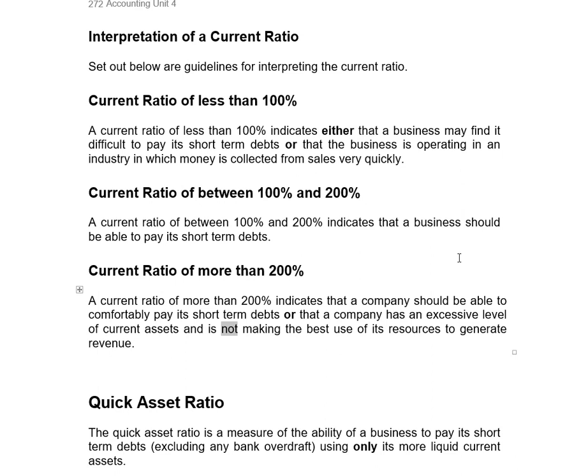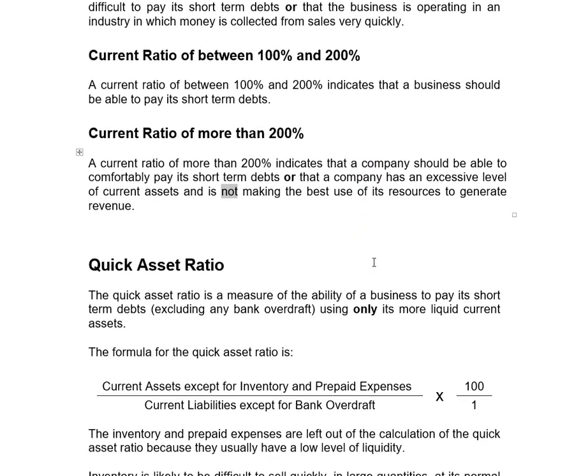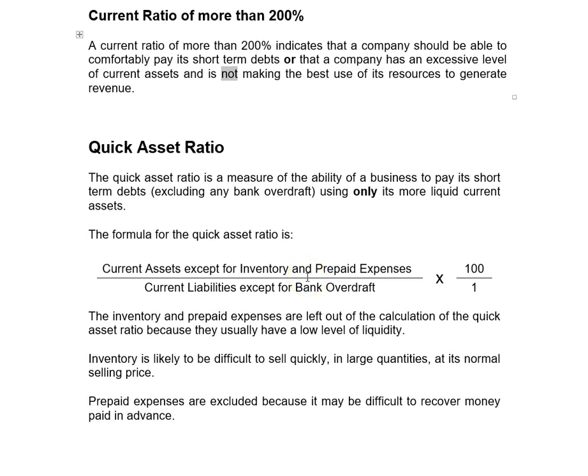Now, the second liquidity ratio is called the quick asset ratio. The quick asset ratio is very similar to the current ratio, but the difference is that the short-term debt excludes any bank overdraft. If you look at the formula, it is still current assets divided by current liabilities, but for current assets you must take out inventory and prepaid expenses if you have any included inside, and for current liabilities you must take out bank overdraft. And the reasons are given here.